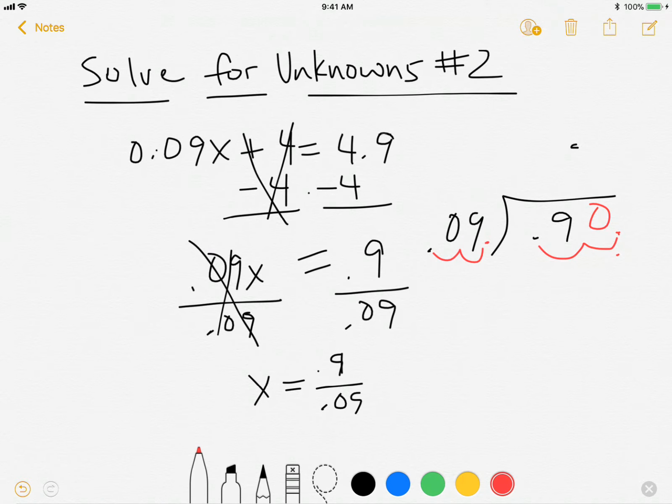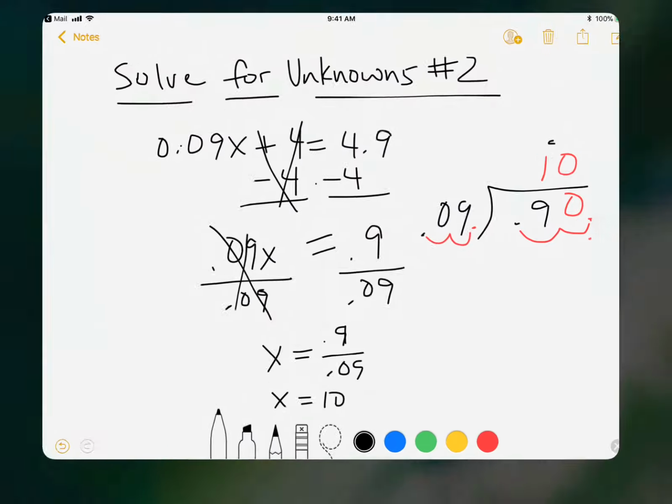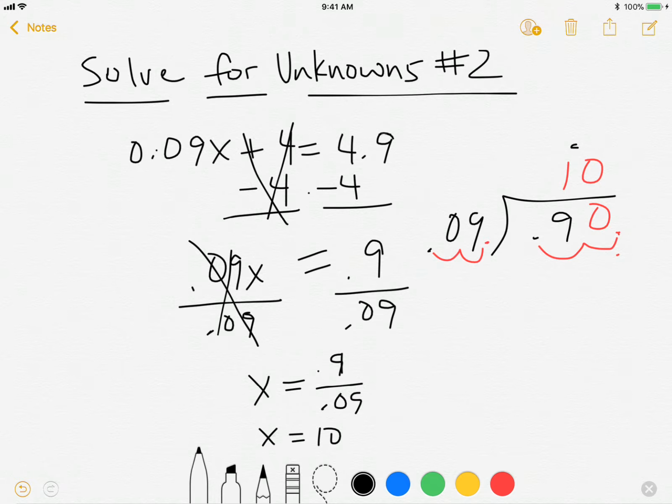So now it says 9 goes into 90 how many times? Well, I'm not going to even do the long division part of that because I know the answer is 10. So x equals 10. And that makes sense because over here we're basically asking the question, how many hundredths go into a tenth? And we already know the answer to that, 10. How many hundredths go into a 10?